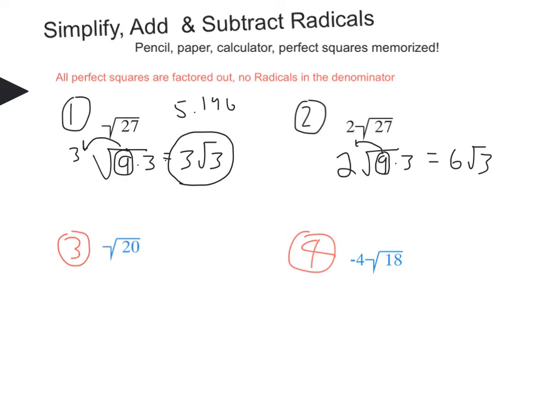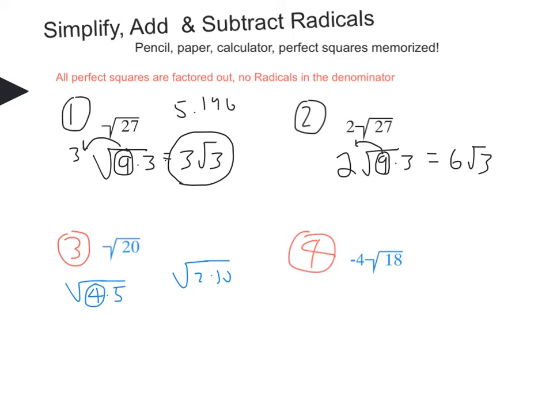Example number 3, the square root of 20. Now, on your sheet there, it says the hint. Since that's an even number, I want to see if that's divisible by 4. I could rewrite this as 4 times 5, or I could have rewritten it as 2 times 10. And you see why 4 times 5 is preferred, because 4 is a perfect square.